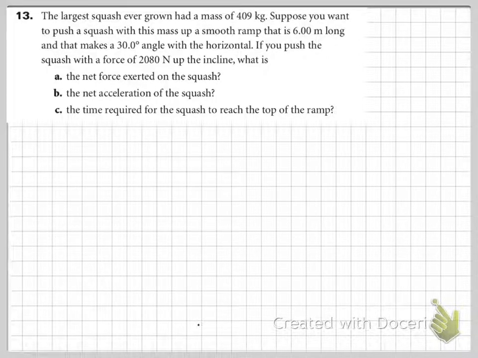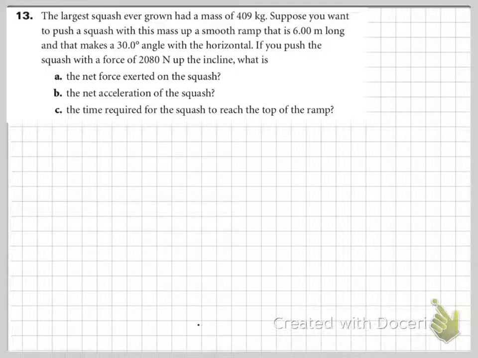This is number 13 on the 4B worksheet from your Holt Physics book problems worksheet. The largest squash, we've got a giant zucchini or a pumpkin or something, and you are going to push that pumpkin, let's call it a pumpkin, up a smooth ramp 6 meters long that makes a 30-degree angle with the horizontal. You're given the applied force of 2,080 newtons up the incline. We want to know the net force, the net acceleration, and the time required for the squash to get to the top of the ramp.